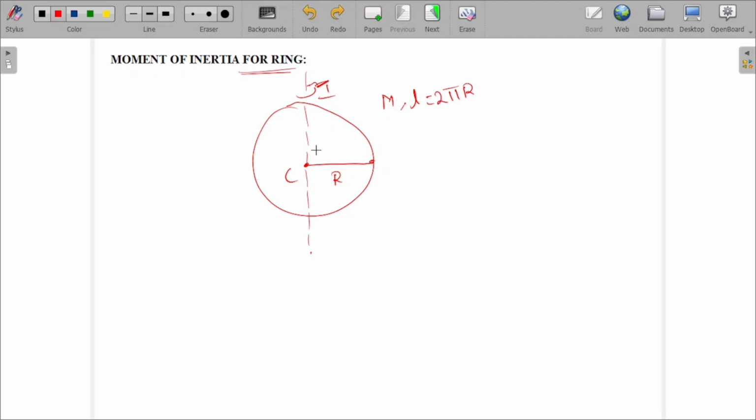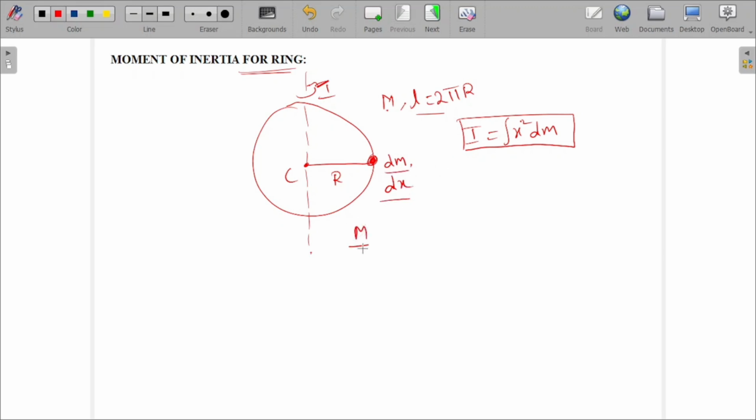Now here, what is the formula for moment of inertia? I equal to integral x square dm. This is the basic formula to find the moment of inertia. Here the mass is there, the length we know, and we are about to take a particular element. The particular element of mass is dm, and its thickness is dx.